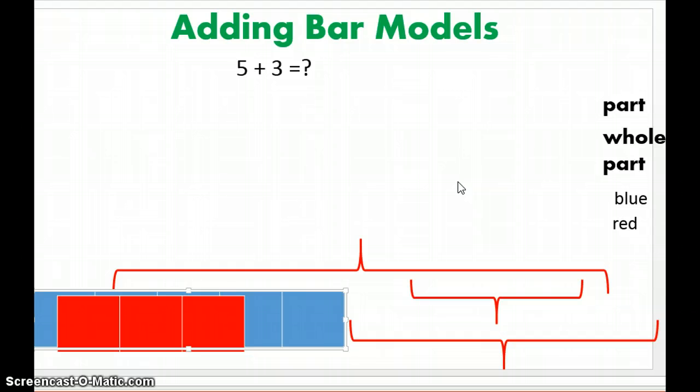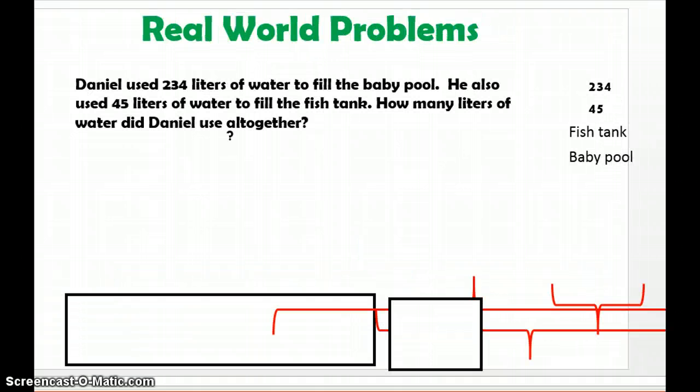Simply, a bar model is a way to visually represent math problems, okay? And we use these bar models to help us solve real world problems. You are probably wondering now, what's a real world problem? Well, here is an example of a real world problem. This story here is basically a math problem, but in words. You have to read it, choose the important information, and then solve it.